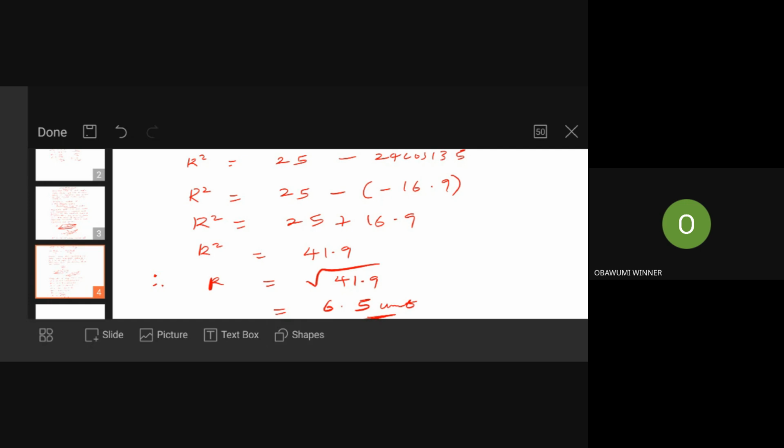It should give us around... Please confirm. What's the square root of 41.9? 6.4. And it's 6.5. Oh, I was even very correct. Okay, so 6.4 units becomes the resultant force. All right, so we found the resultant force.